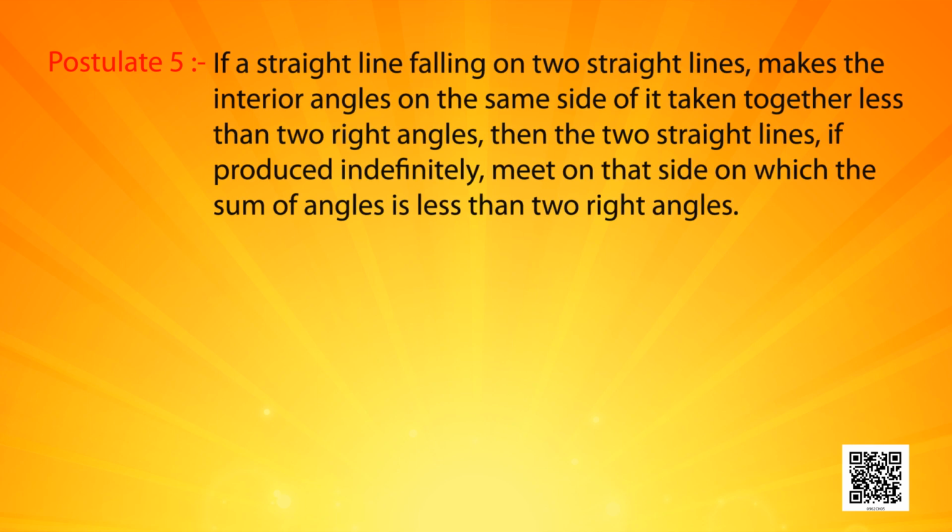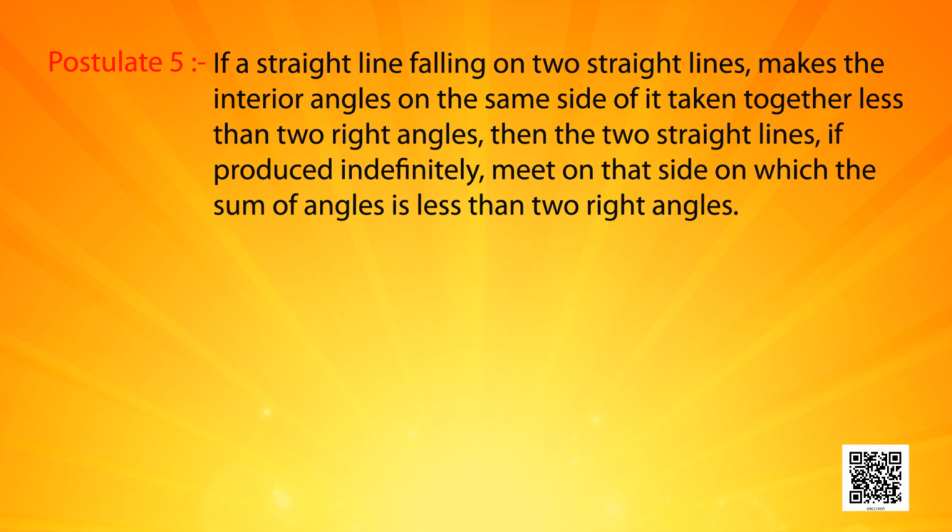Now let's see Euclid's fifth postulate, which says: if a straight line falling on two straight lines makes the interior angles on the same side of it taken together less than two right angles, then the two straight lines, if produced indefinitely, meet on that side on which the sum of angles is less than two right angles.